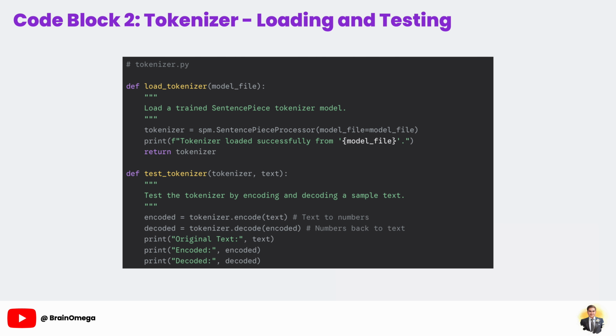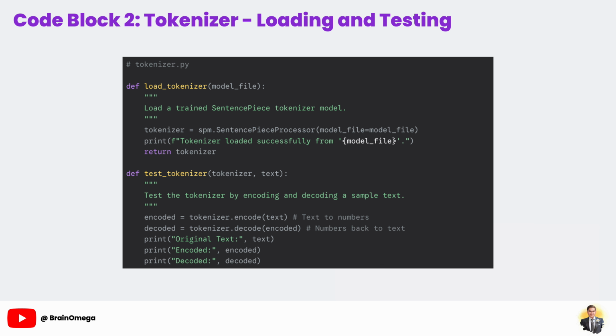After training our tokenizer, it's always a good idea to make sure it works as expected. That's what these next two functions are for. Think of it as a quick sanity check. The load tokenizer function is our way of loading the trained .model file back into our program so we can use it. It creates a SentencePiece processor object which has the encode and decode methods we need.